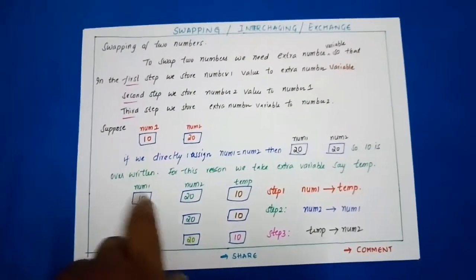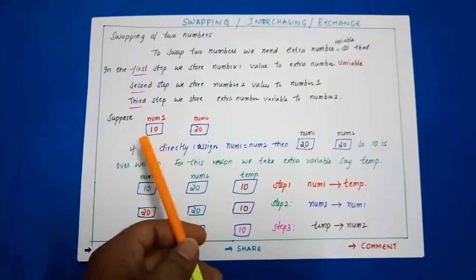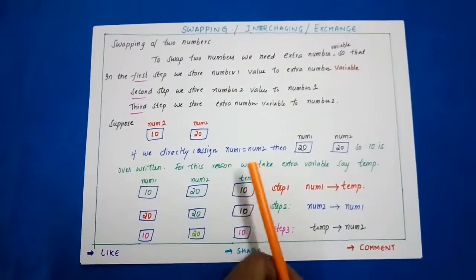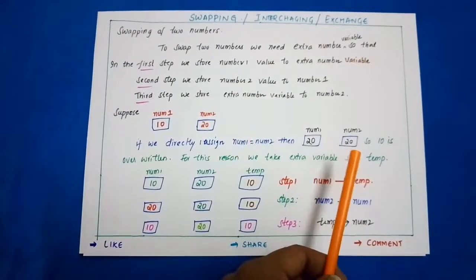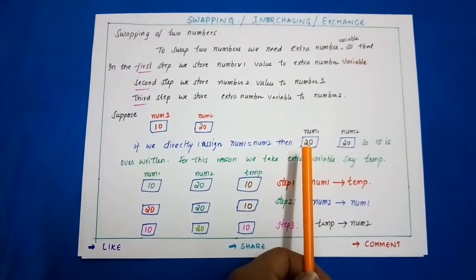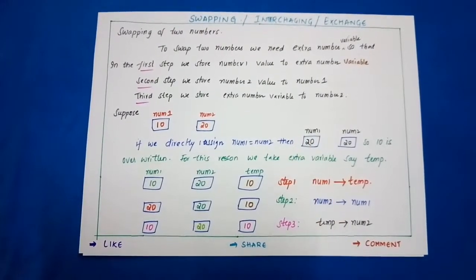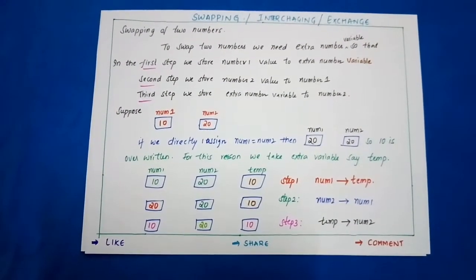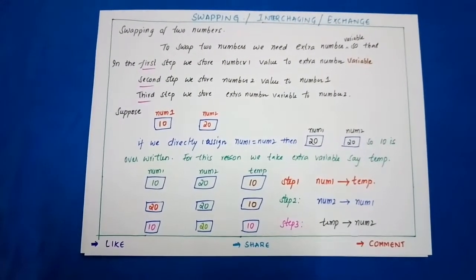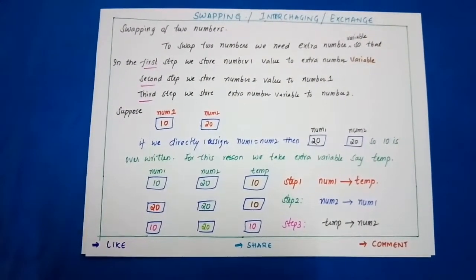For example, suppose I am taking num1 as 10 and num2 as 20. If you directly assign num1 = num2, num2's value is given to num1. So now num2 will have 20 and num1 also will be 20. So where is 10 now? 10 is overridden by 20. If I now want to write num2 as 10, there is no 10 at all. For this reason, we go for an extra variable.